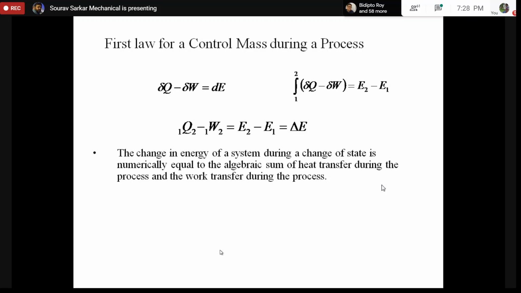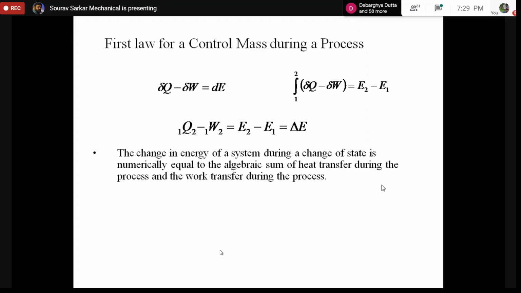So it is very simple that if you take any system and supply some heat, there must be a change of internal energy and there will be some work done. And the amount of heat you have supplied is equal to the internal energy change plus the work done.